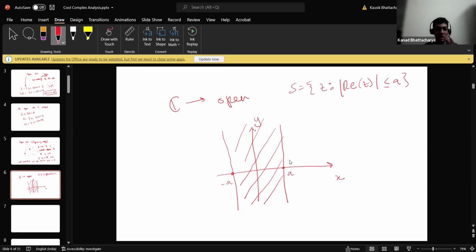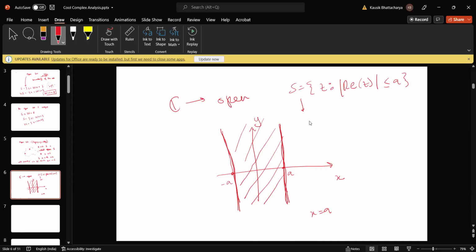So this set is actually not open, because the boundary is contained within it. If you see, this is the boundary, right? The line x equals a is the boundary of the set, and it is indeed contained within S. So this is indeed not an open set. This is in fact a closed set. So I guess that answers your question.